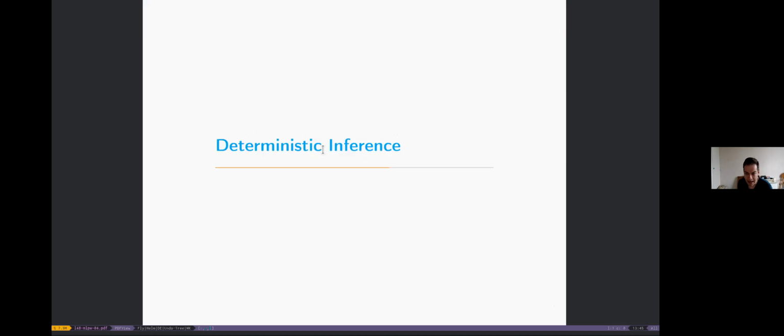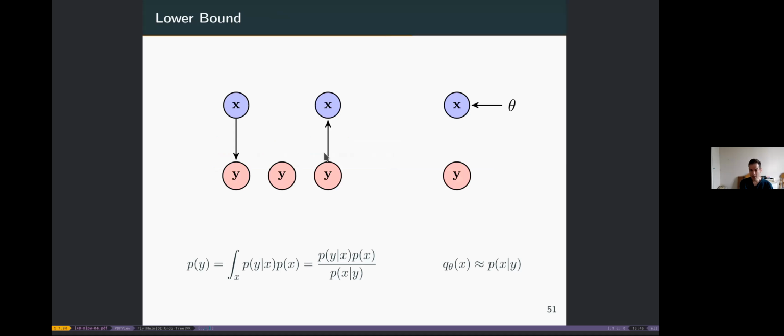So we've got 10 minutes more. I'm going to do the other way of thinking about inference, which is deterministic inference. Now we're going to take a completely different approach to the problem of finding the evidence.